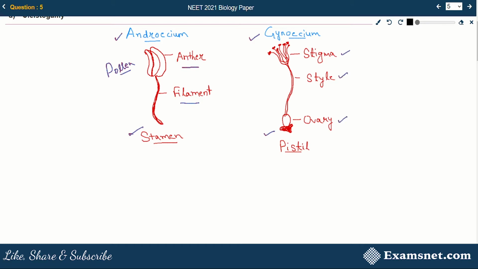Now, what happens in pollination? Pollens from the anther of a flower are transferred to the stigma of a pistil.